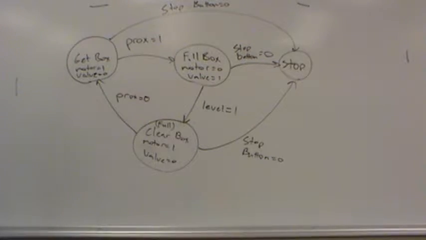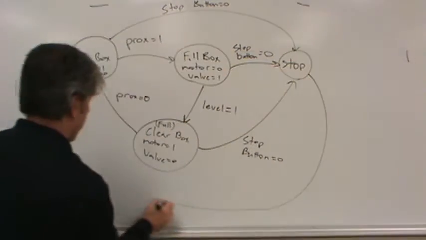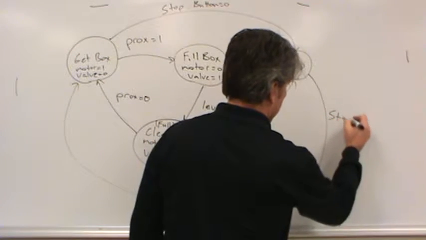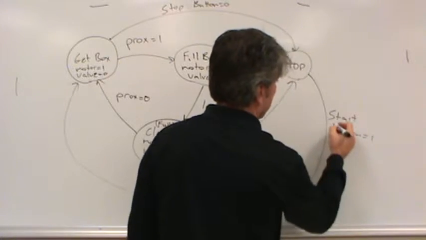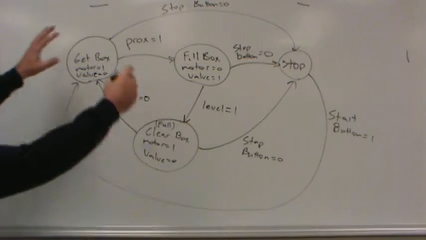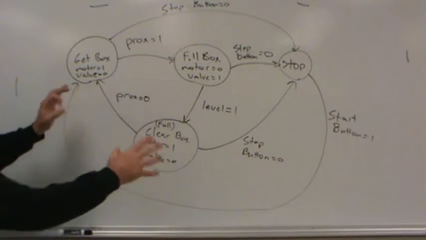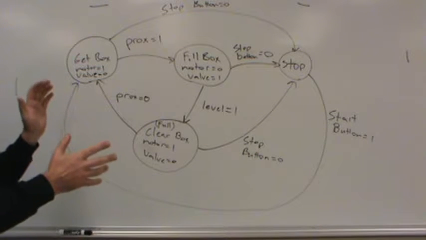How do we get out of the stop state? And where would we want to go? Well, I would think that we would want to go to the get box state if the start button is pressed. Okay. Does that make sense? See how we can transition to any state we want? We just have to define this. Now, I understand that you don't know how to make a program from this yet. That's okay. This is the first step. This is where you define how you want the program to work.